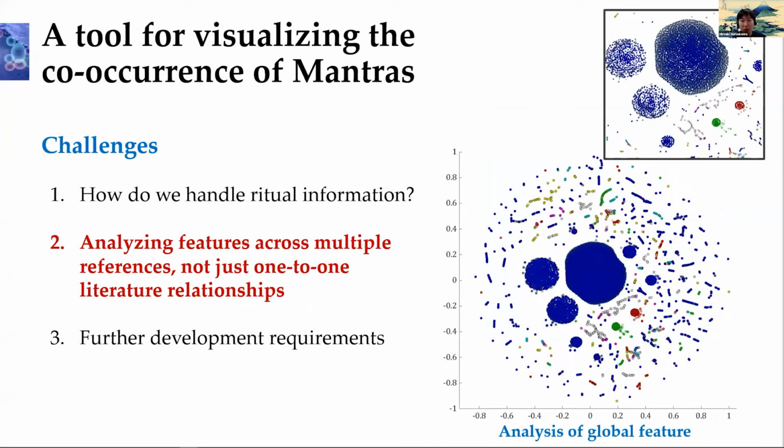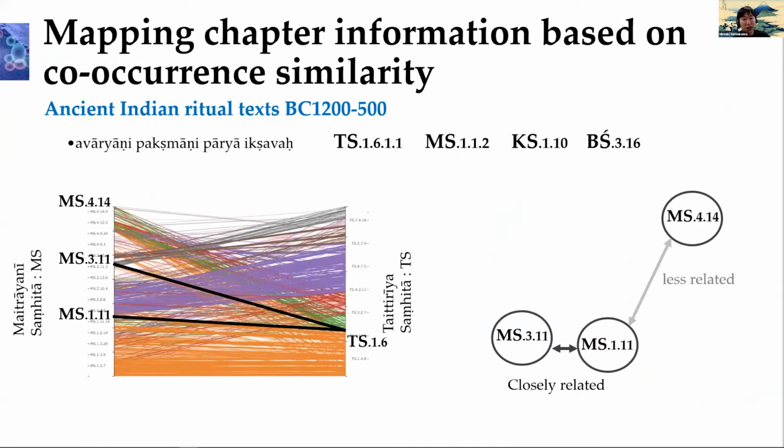So if I have time, I have 5 minutes left, and I'd like to report briefly about the analysis of co-occurrence features across multiple literatures. Last year, I reported the analysis plan using the hypergraph as shown on the right here, but it's a little abstract. So this time I'm trying a different approach. And mantra can be cited in multiple literature like this. And now we are focusing on the MS, Maitrayani Samhita.